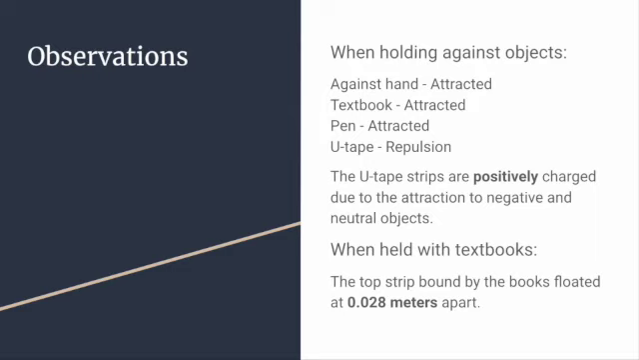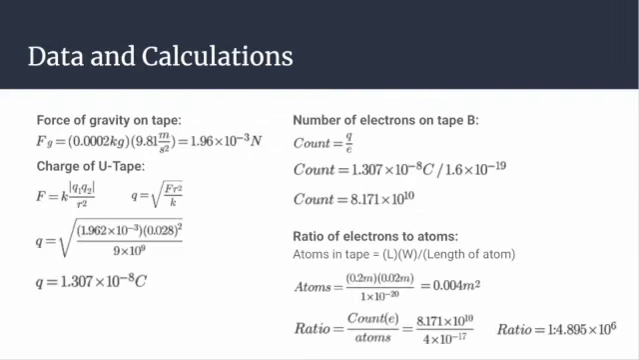And when I held the piece of tape with the textbooks and I pulled the other piece of tape underneath it, the top strip bound by the books floated at 0.028 meters apart. For some data and calculations, the force of gravity on the tape I calculated to be, like I said earlier, the mass times the acceleration in order to get 1.96 times 10 to the negative 3 newtons. And this in turn also became the force of the bottom strip on the top one, because the piece of tape was immobile and all of the forces on the tape had summed to be 0.